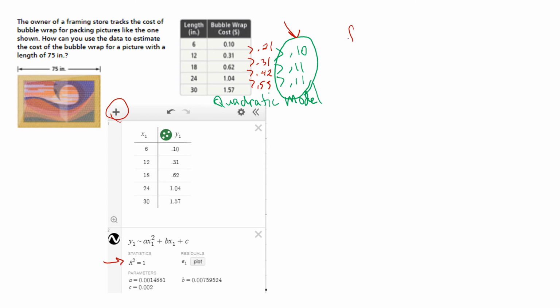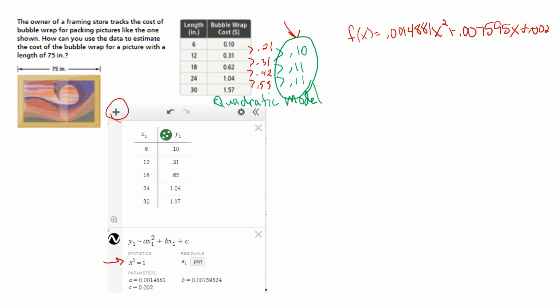I'm going to type it f of x equals 0.001488 1x squared plus 0.00759 5x plus 0.002. All right, so there's our model.